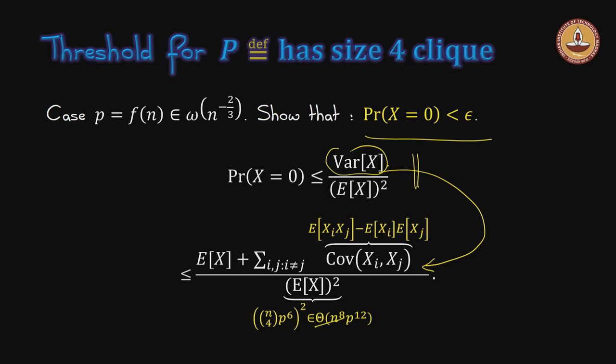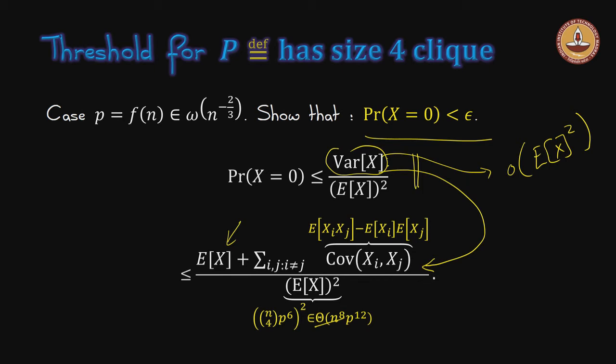Now, if you look at it, there are a few things that we need to worry about here. We need to worry about the covariance terms, and in the denominator we have the expectation of x the whole squared. If you recall, what did we want to show? We want to show that the variance is little o of E of x squared, right. So, this is not going to be too much of a problem. It is the covariance terms that we need to be careful about now.